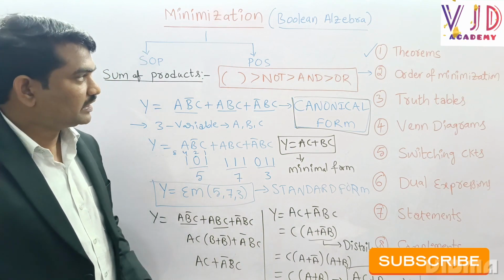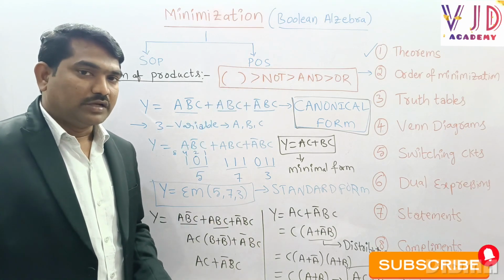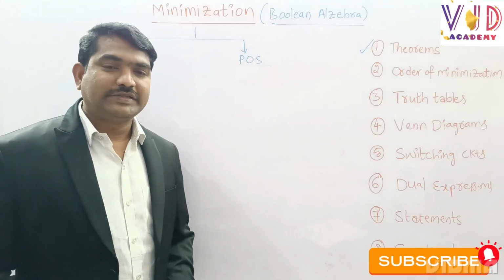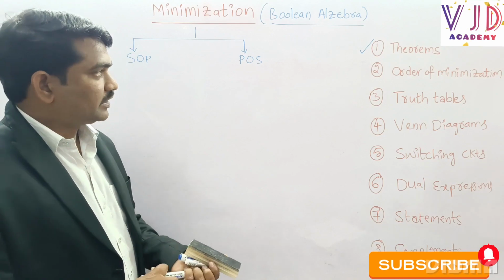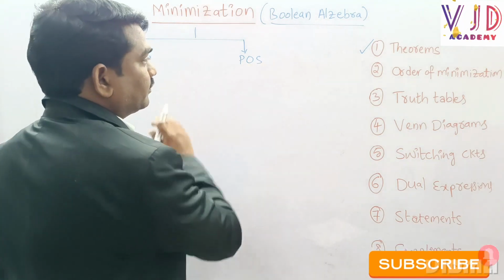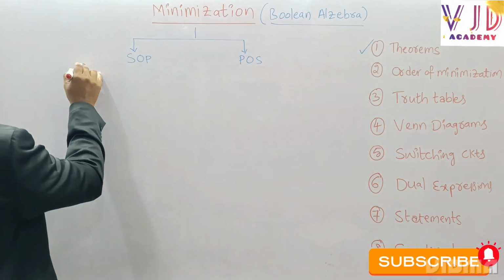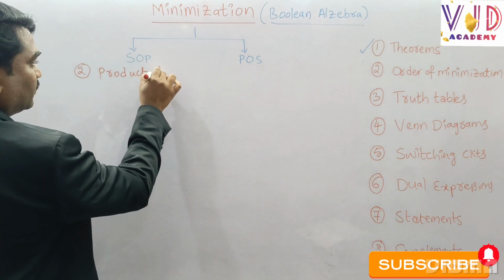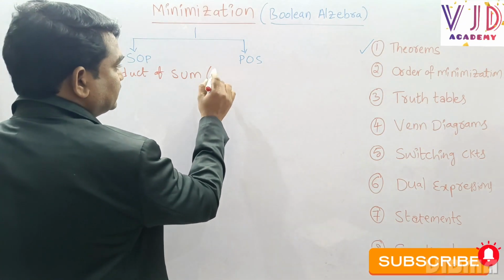Now let us try to understand the second process, POS, also called product of sums. Now let us try to understand the second method, POS, product of sum. Here the order of minimization for product of sum, let us try to understand.